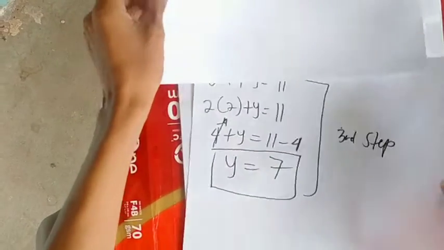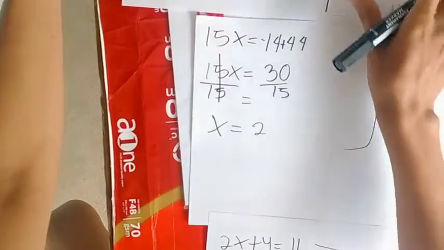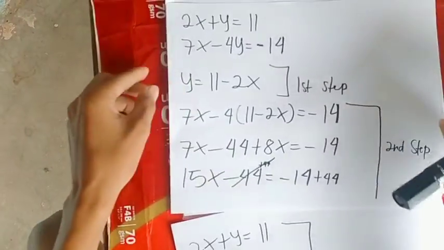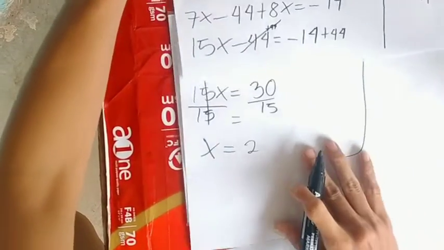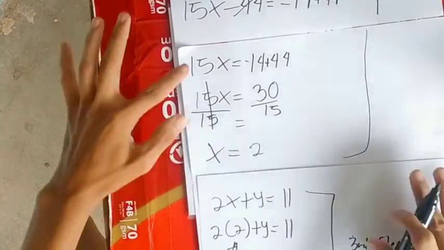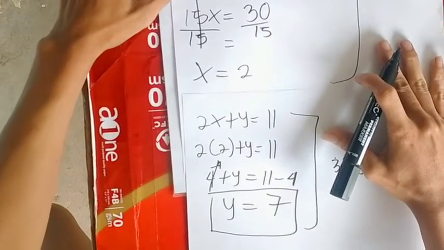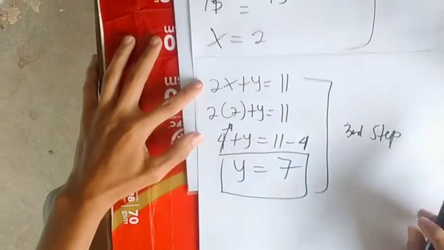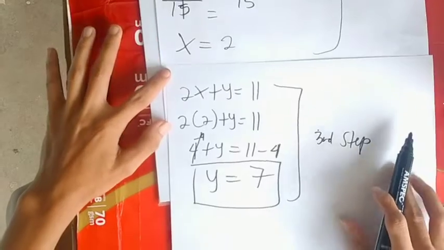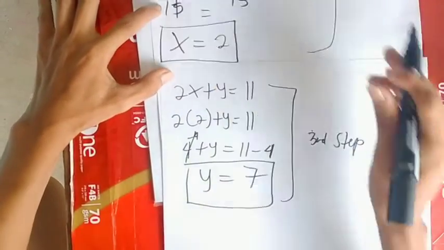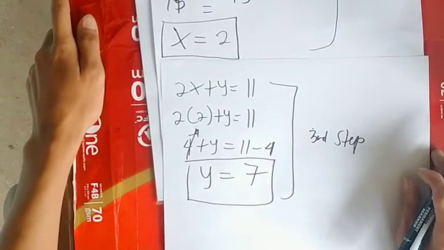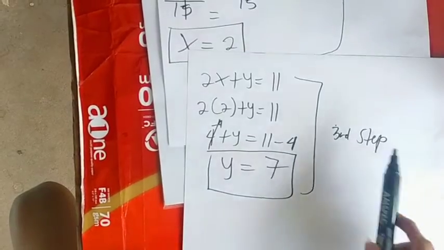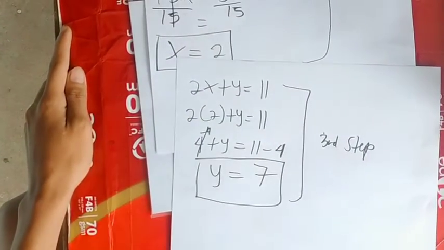So let me show you. Let me arrange. Okay. From this to this and to this. Finally, we found the value of x and y. The value of x is positive 2 and the value of y is positive 7. That's how to use the substitution method.